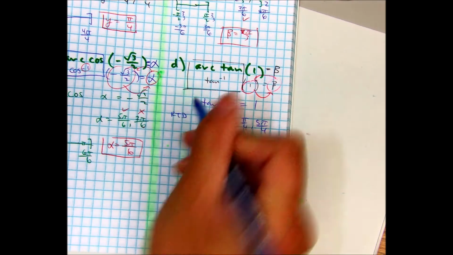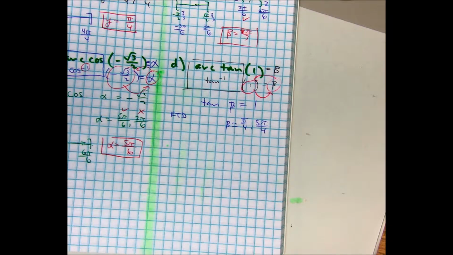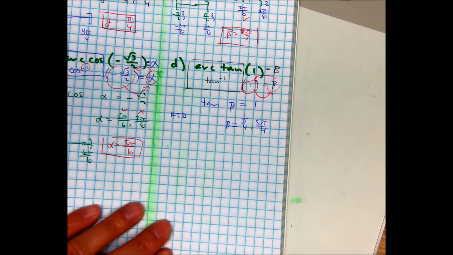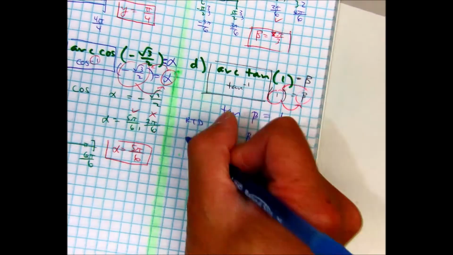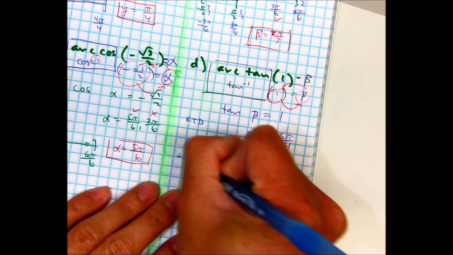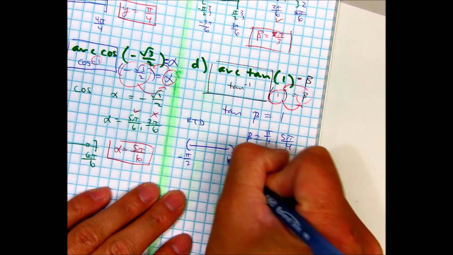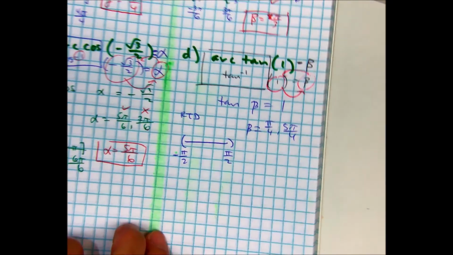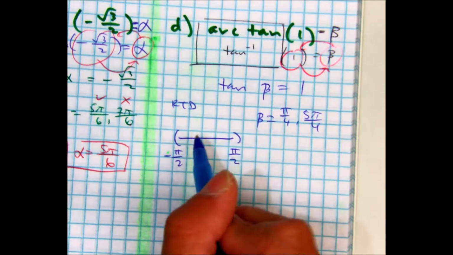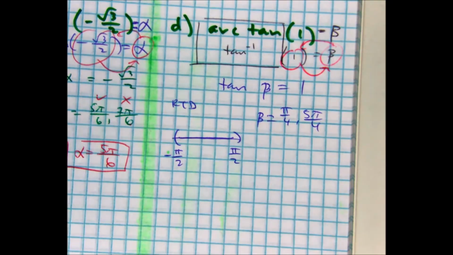Okay, this might be new. Brenda, tell me the restriction of the domain for tangent. Negative pi over 2 to pi over 2, and they have parentheses. Brenda, what does a parentheses mean? Include or don't include? Don't include.